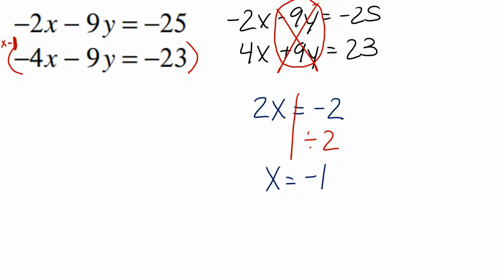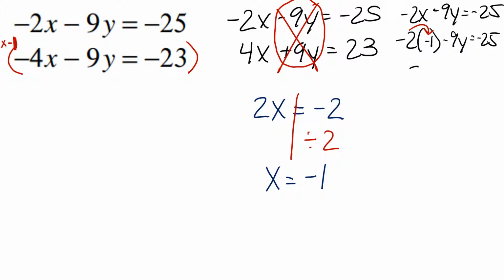When we finish, we take our answer and we plug it back into the first equation, negative 2x minus 9y equals negative 25. But instead of writing x, we're going to write our answer, negative 1. We start by distributing and multiplying our parentheses. Negative 2 times negative 1 is a positive 2. We can go ahead and combine like terms.